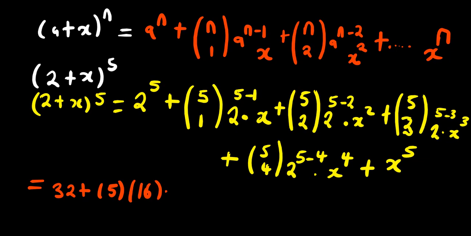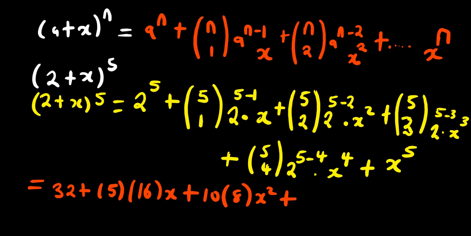Then I've got x. Then I come to the third term. 5 combination 2, we found that it was 10. This 10 is multiplied by 2 to the power 5 minus 2. 5 minus 2, that is 3. 2 to the power 3, that is 8. So I'm going to have an 8 here. Then don't forget your x squared, it's multiplying by x squared there.